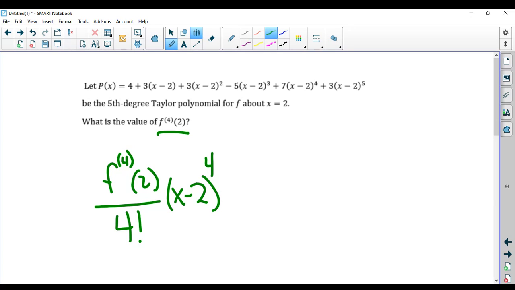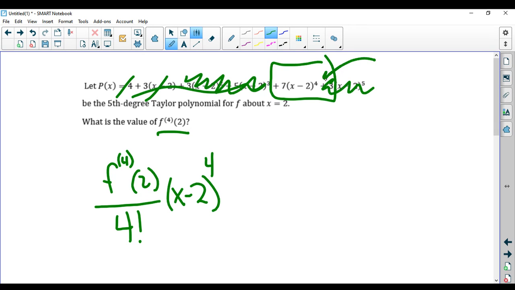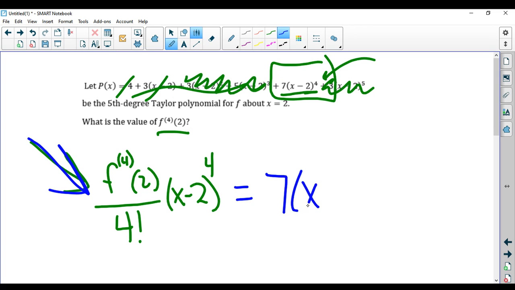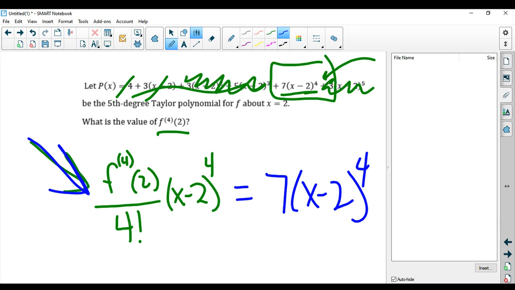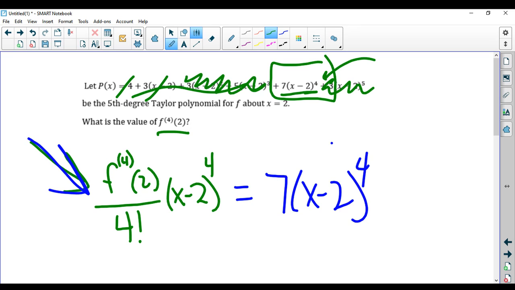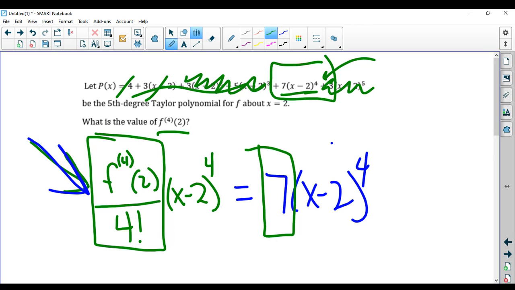So in our Taylor polynomial, we have to look for that term. We don't have to worry about any of the others. We're only concerned about this term, the one that has x to the fourth. So we know this term had to have been created by that formula. So this would be equal to 7 times x minus 2 to the fourth. Now you just figure out what the fourth derivative of f at 2 is. You could do this algebraically by dividing by x minus 2 to the fourth, or you can just say we know the coefficient, the constant term, has to match that.